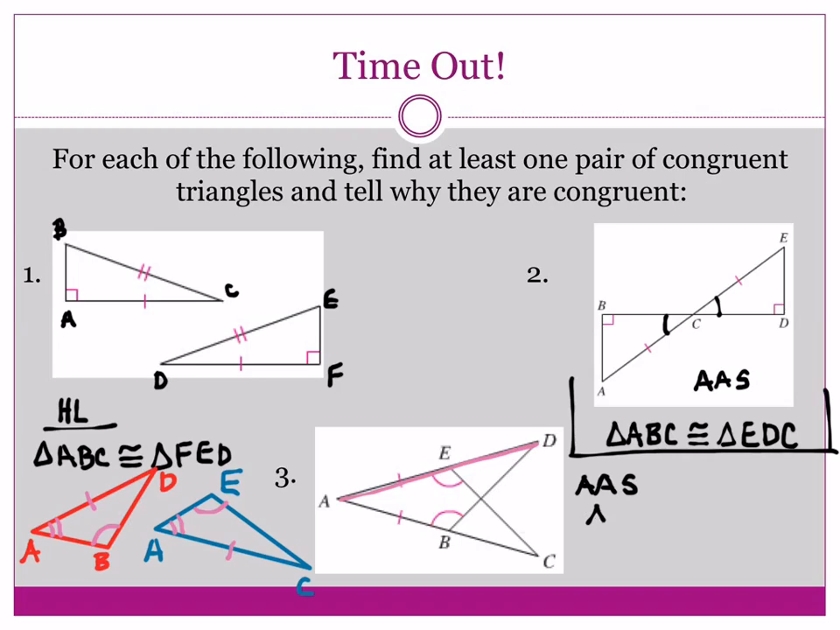What is my congruence statement then between these triangles? How about A something? How about ABD? ABD. What is ABD congruent to? What triangle? The A has to go together. What's next? E. And then C, right?